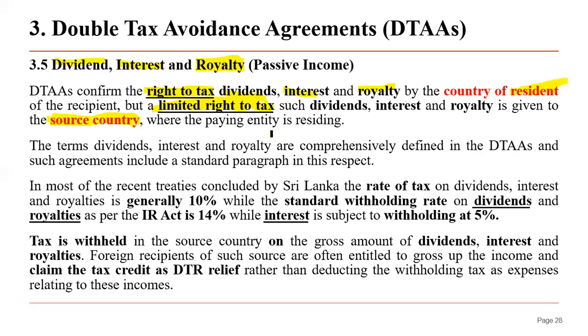So then the second para: dividend, interest, royalty are comprehensively defined in DTAs. Such agreements include paragraphs to that effect. If you refer to the DTAs, there are separate articles for each income. For dividend, interest, royalty, we have separate articles. If you refer to them one by one, the summary is here, right? If you want me to explain this in detail, please let me know. Then how dividend, interest, royalty come to tax in Sri Lanka.